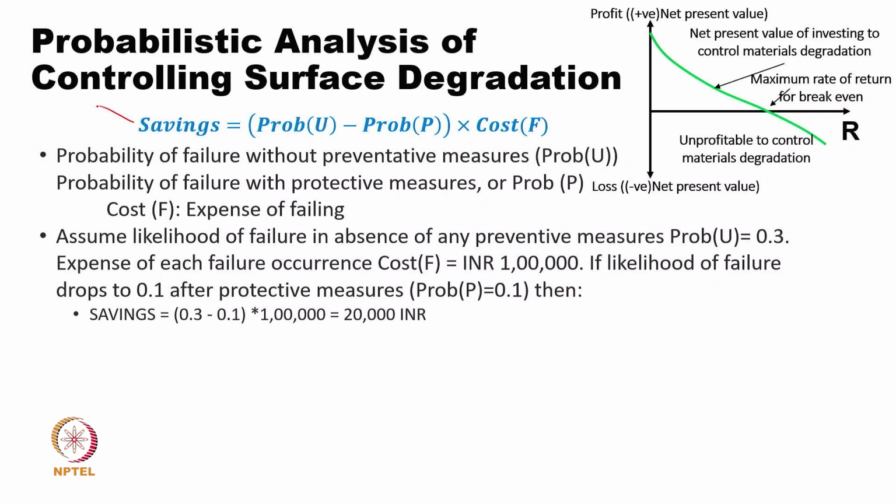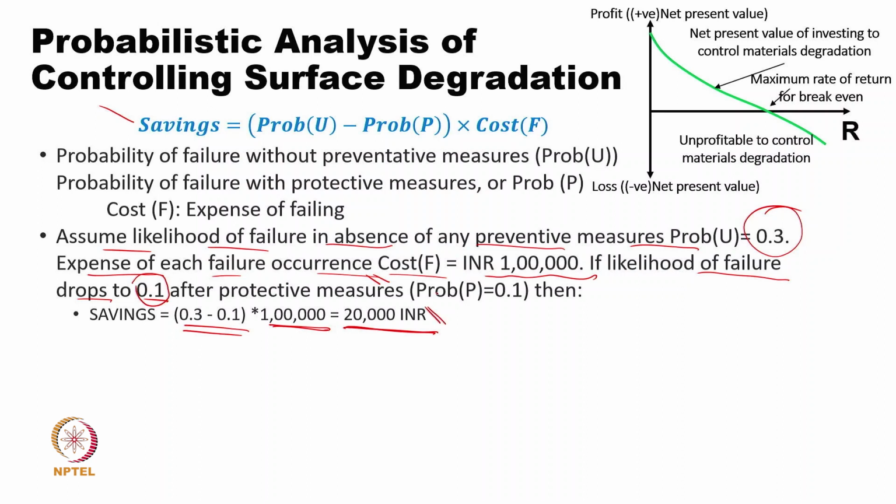Now this has been already shown. Now I'll take one simple example. We say here, assume the likelihood of failure in the absence of any preventive measure is 0.3. This is the probability of failure, 0.3. The expense of each failure occurrence is something like 100,000 INR. That's the cost that has been given. If the likelihood of failure drops to 0.1, this is the probability of failure when we take preventive measures. So here it will be simple, 0.3 minus 0.1 into 100,000, that will overall turn out to be 20,000 INR. So this is the saving.